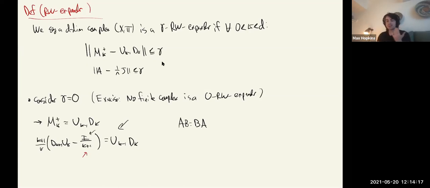And one way to think about random walk expanders is that this is approximately true in a spectral sense. You can flip U and D up to this laziness factor, and you'll only lose something small, with small spectral norm. So when would this be useful? Unfortunately, we probably won't see this in this course.